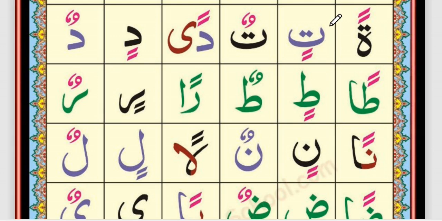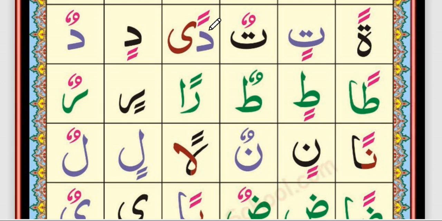These are two zer below ta. So you read two zer by the dropping of your voice. Ta, two zer, tin. And the next one is two pesh. Ta, two pesh, tun. Very easy. Tan, tin, tun. Touch your tongue to the roots of upper front teeth and read it very easily.